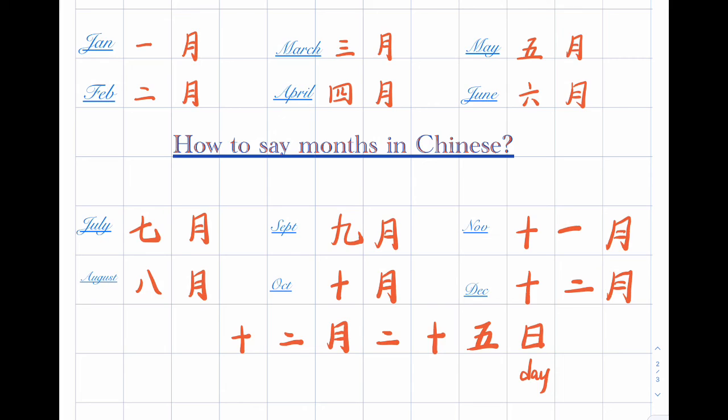Where do we put year? Say 2020. 2020年, 年 means year. Okay, it is pronounced as 二零二零年.